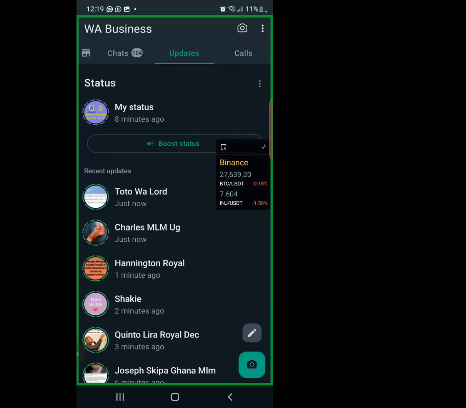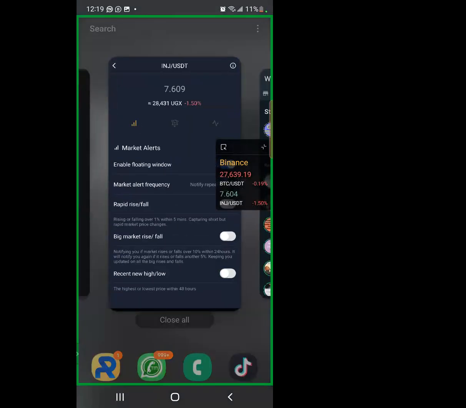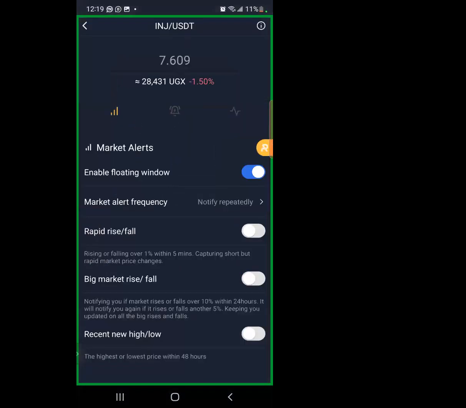You get my point? Let's go back to our trade. You can even go further. You can tell the robot, notify me whenever there is a rapid fall or rise. The robot will tell you, even if you're on your WhatsApp, it will send you a message that this coin has gone down or has gone up. You can even tell the robot, notify me whenever there is a new high or new low.